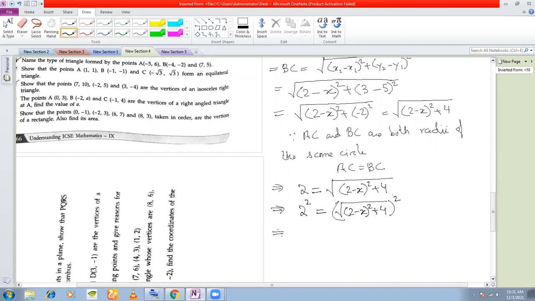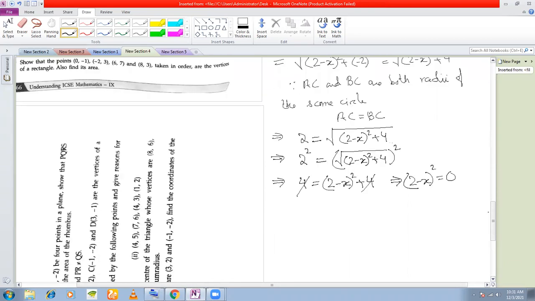So here you have 4 is equal to, now you can remove the radical, (2 minus x) whole square plus 4. Now you have got plus 4 on both sides. You can cancel 4 on both sides and you can write this as (2 minus x) whole square is equal to 0. Or you can take all on one side and then 4 will again also cancel. So it's the same thing. So what are you getting here? 2 minus x is equal to 0. That means 2 is equal to x. That means x is equal to 2. So the value of x that you are getting is 2.